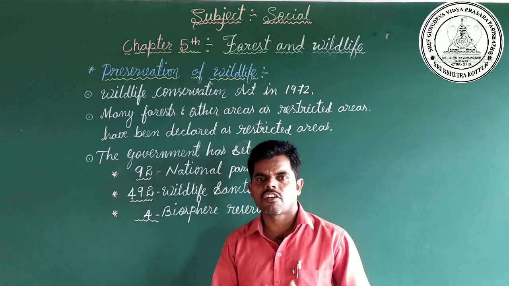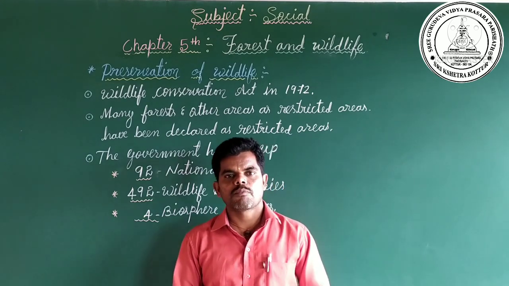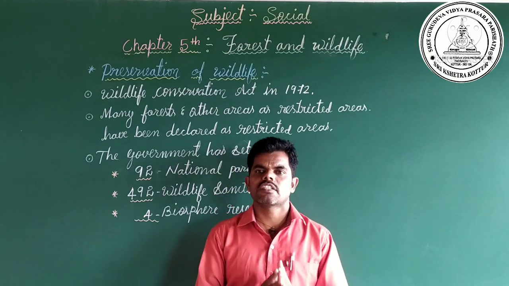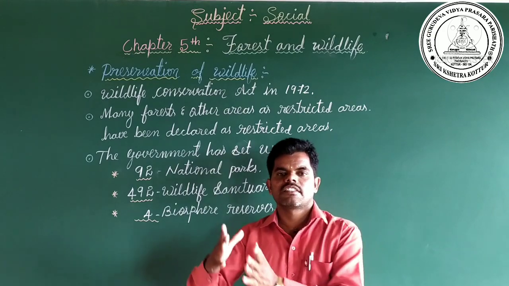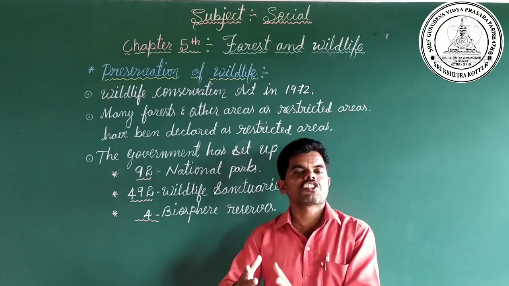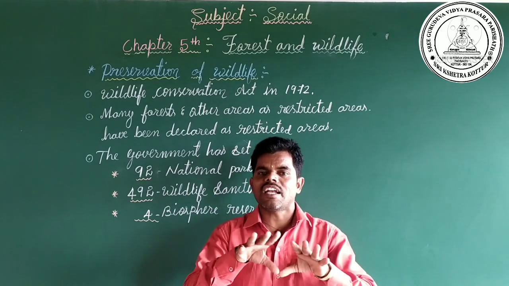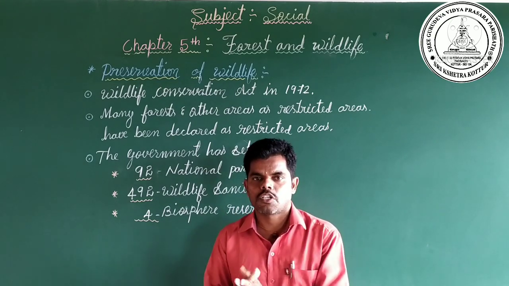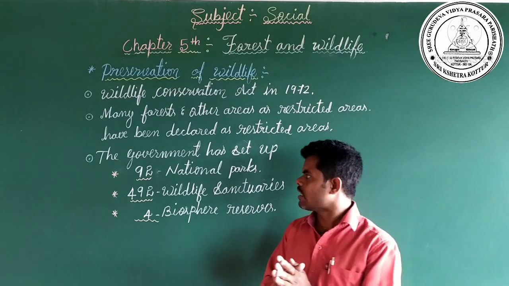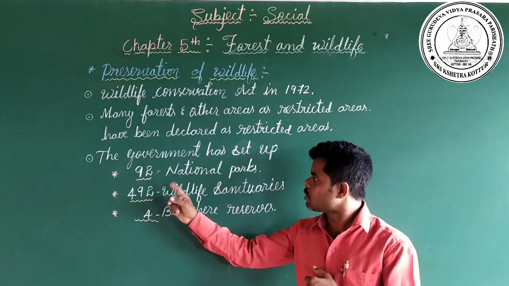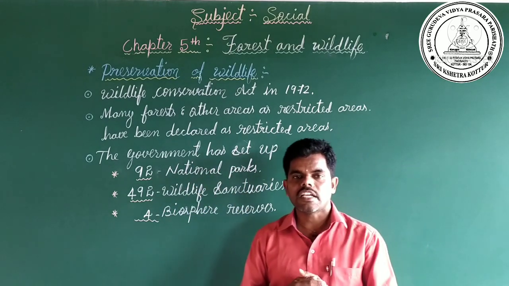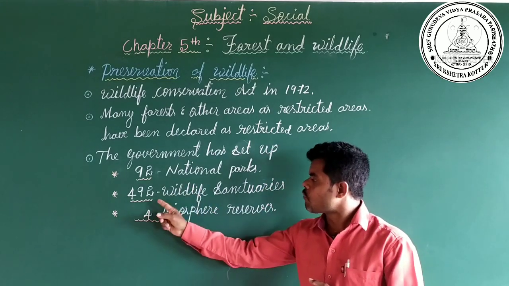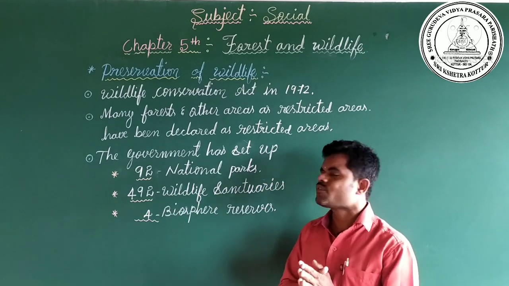Do you know the meaning of national park, dear children? A national park is an area set up for the preservation of wildlife. That restricted area we call a national park. How many national parks are in India? A total of 92 national parks in India. The next thing is 492 wildlife sanctuaries.